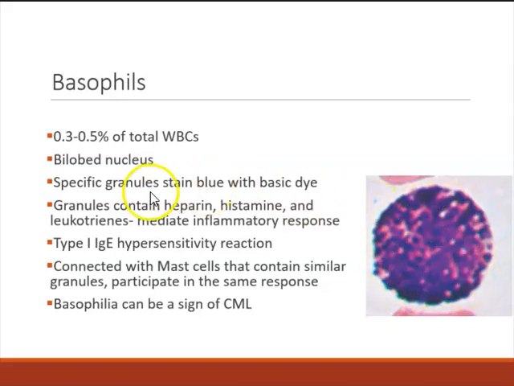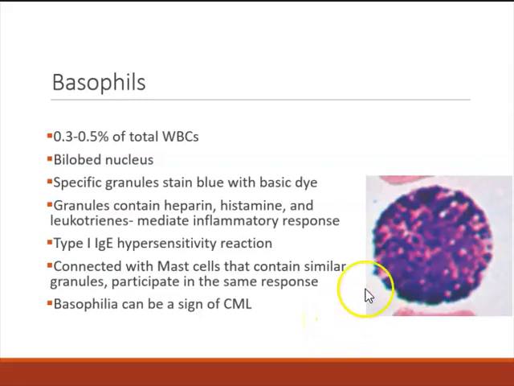So they have specific granules that stain blue with basic dye. These granules contain heparin, histamine, and leukotrienes, which are important as mediators to an inflammatory response. So they participate in type 1 IgE hypersensitivity reactions. They are connected with mast cells that contain similar granules and can participate in the same response. Now, an increase in the amount of basophils can be a sign of CML, which is chronic myelogenous leukemia.